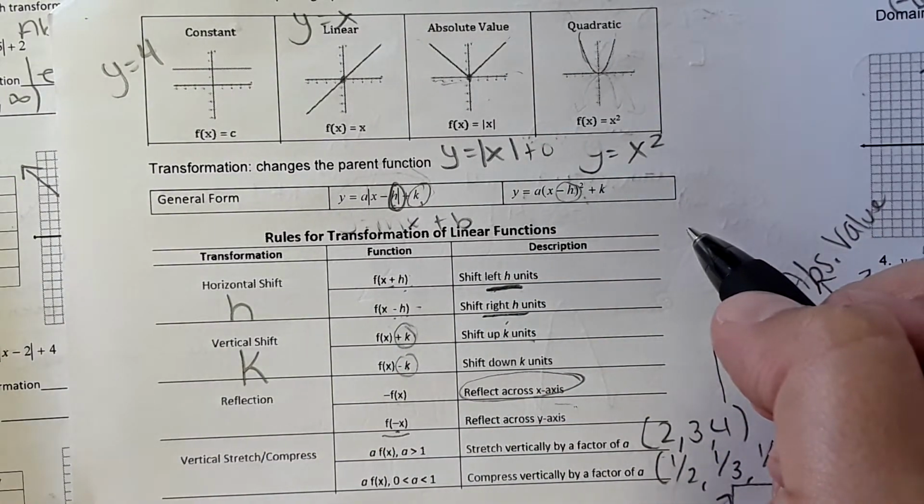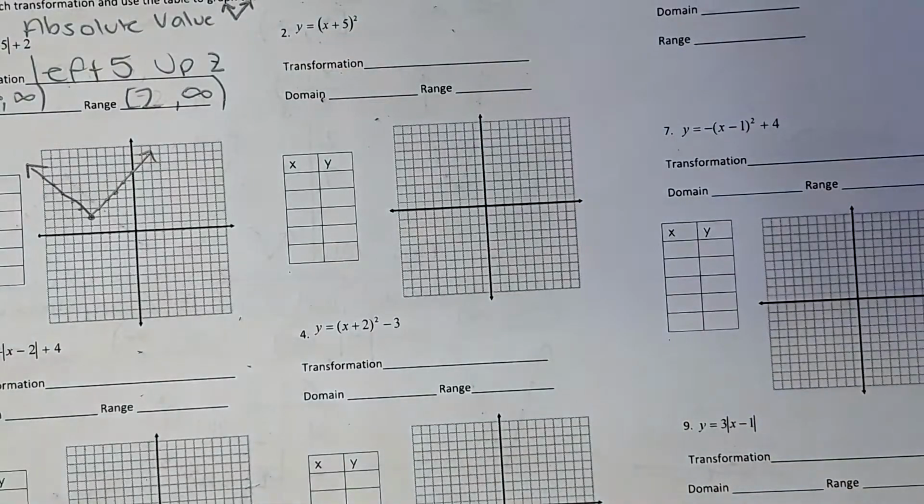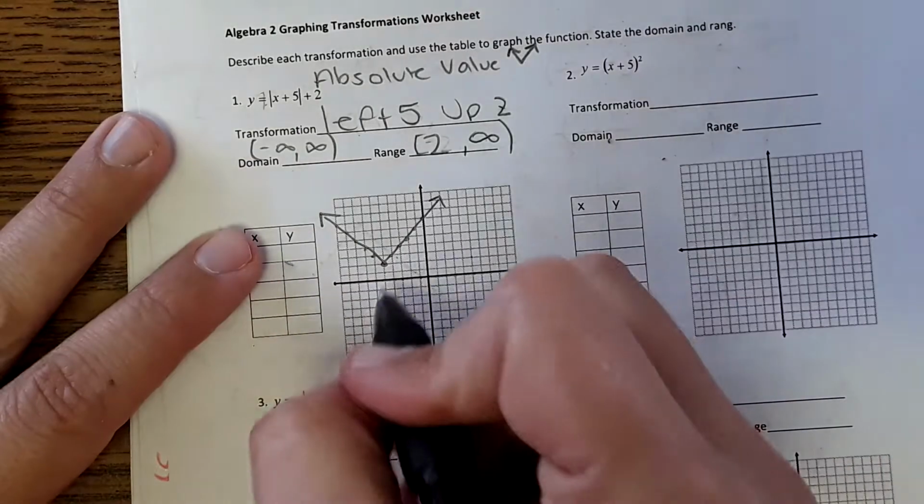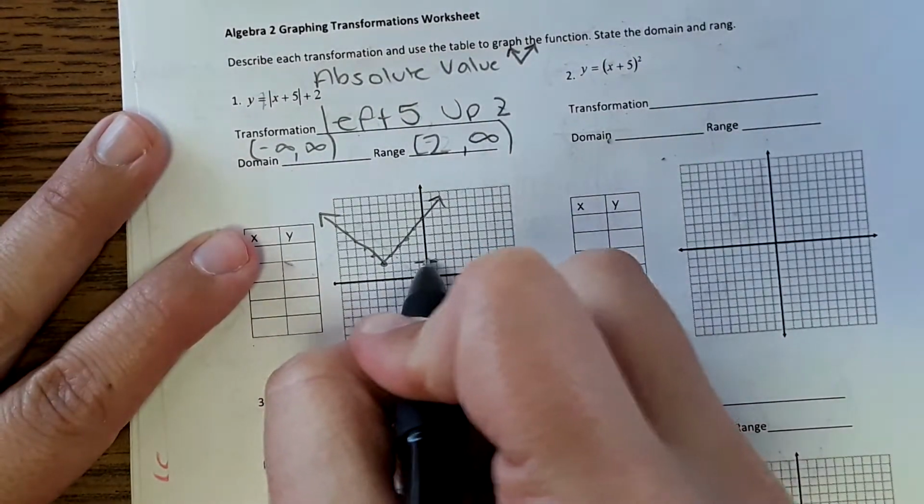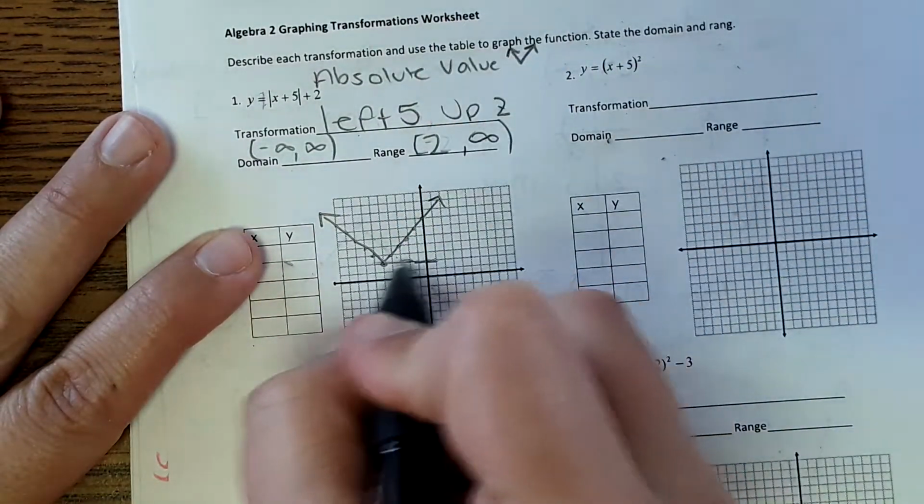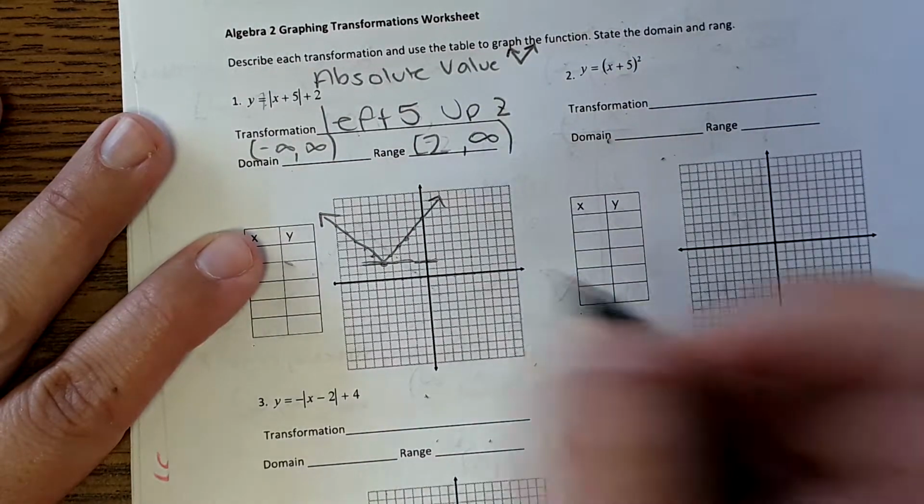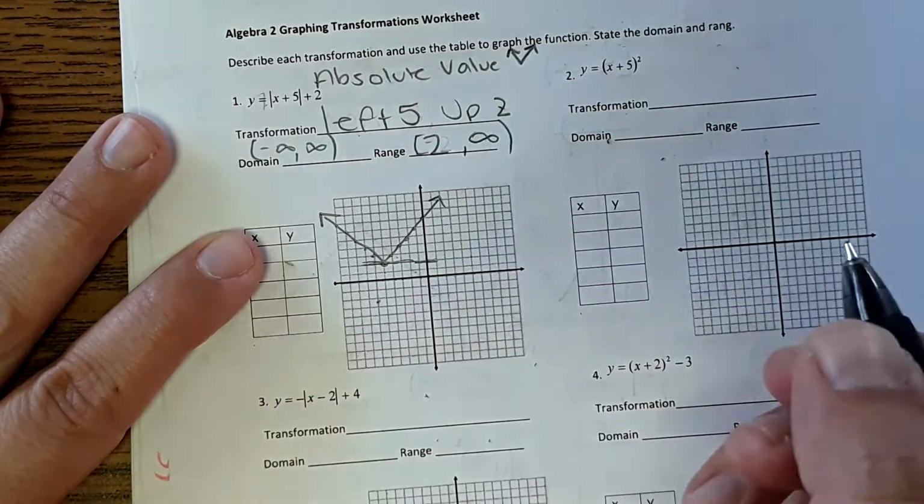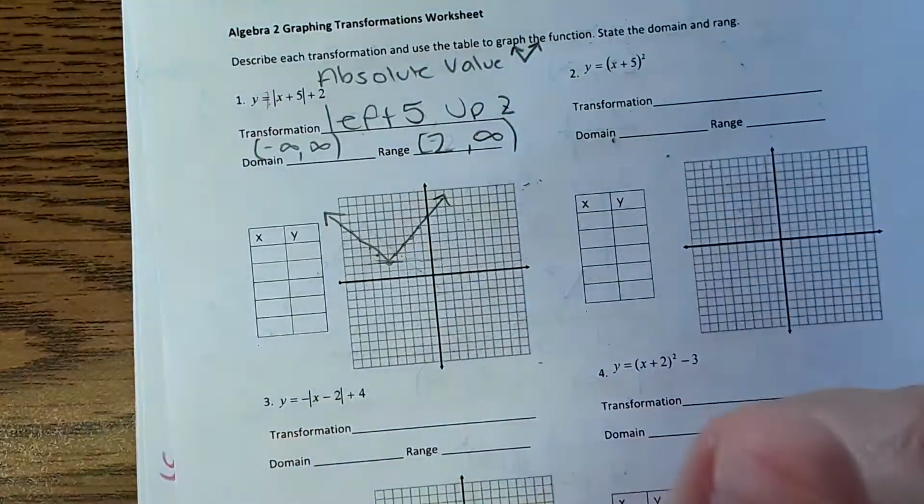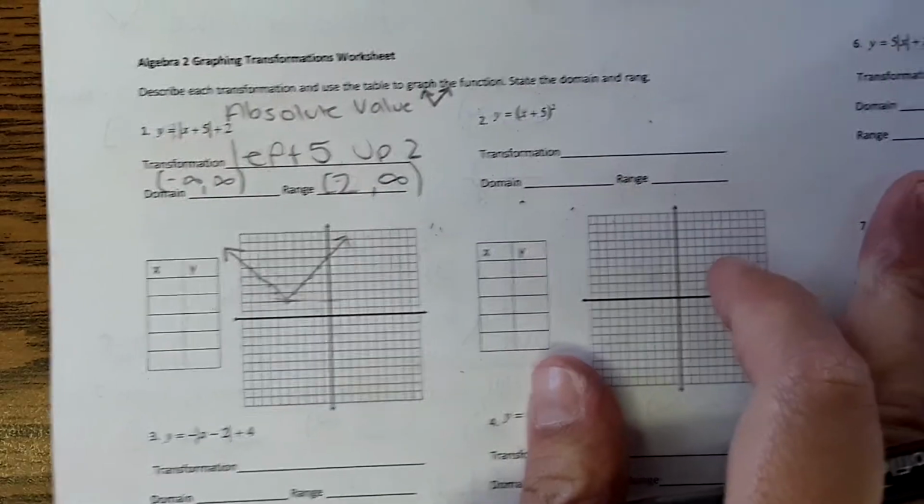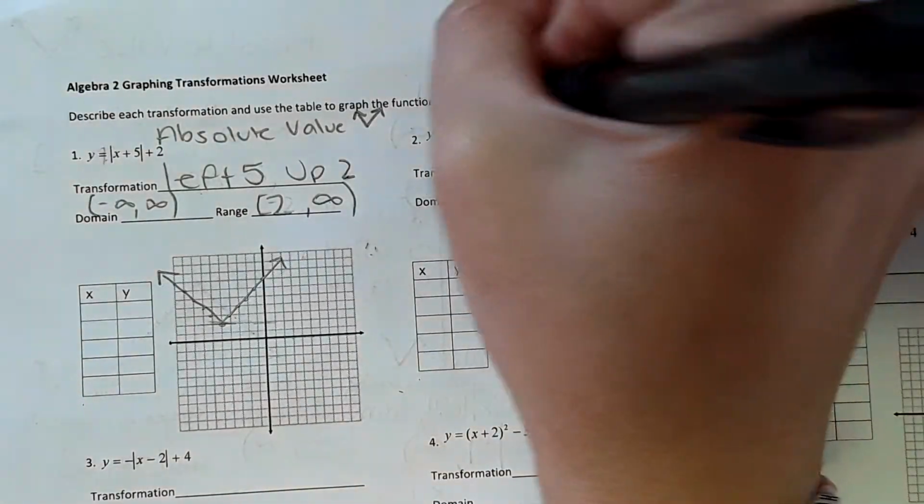Where did you get the 2 for the range? The range is your y values. The lowest y value, so this being our y-axis, the lowest y value is at 2. Should it be negative 2 or something? No, because if it was down here, it would be negative 2. Oh, okay.